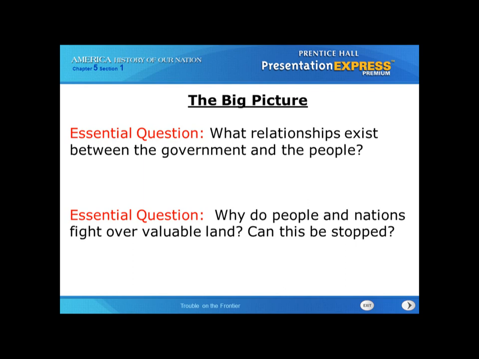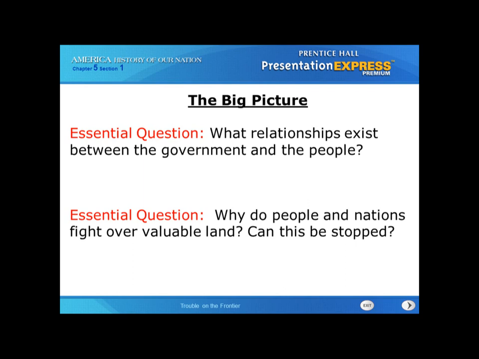If you look at your I can statements at the very top, what relationships exist between the government and the people? In this PowerPoint, we're going to look not only at the conflict between the British and the French, but also the conflict that occurred between the colonists and the British government. The French and Indian War is going to be a big push that'll move the colonists toward independence.